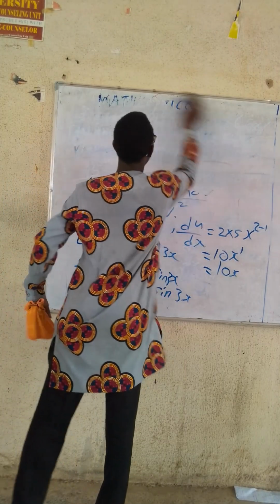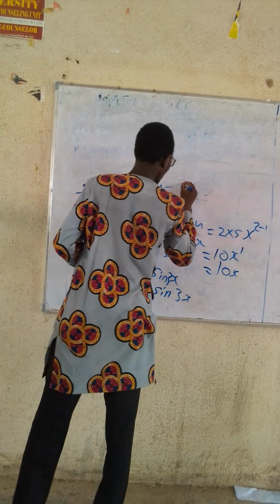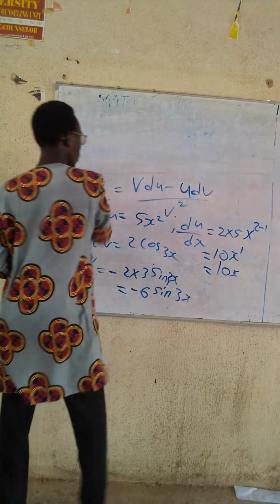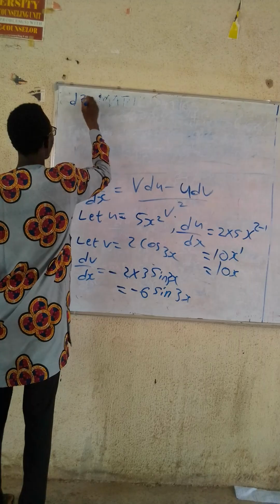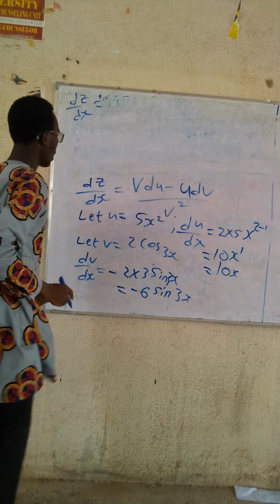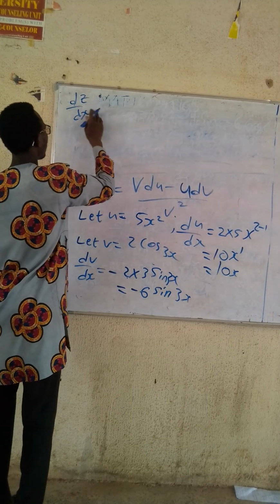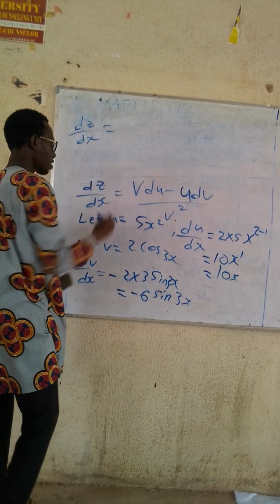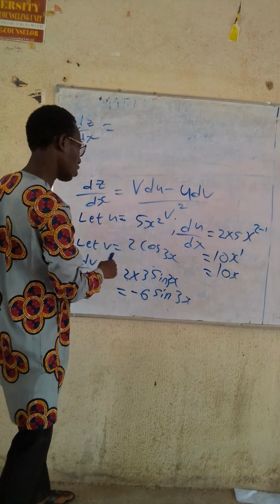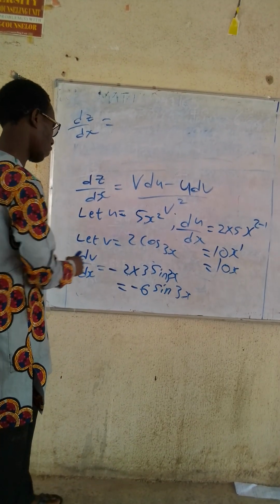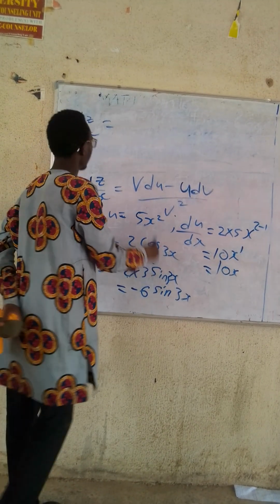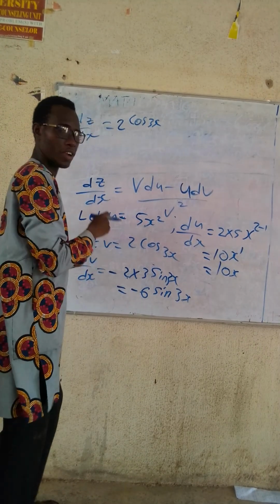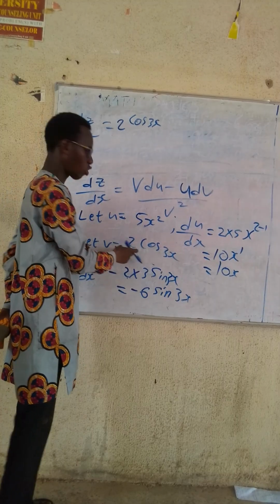Let's apply the formula immediately. So how can we apply the formula? We have dz/dx equals to, now instead of writing v, we are going to write what? The value of v. What was v? 2 cos 3x. 2 cos 3x was the value of our v. So instead of writing v, we write 2 cos 3x.